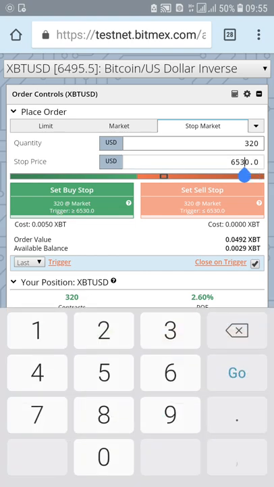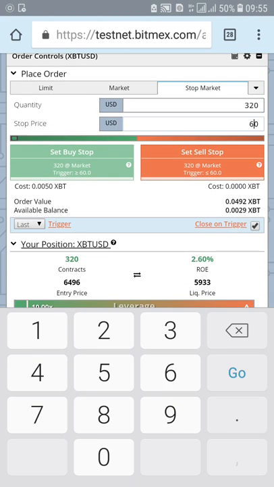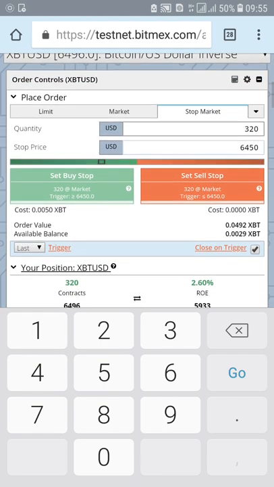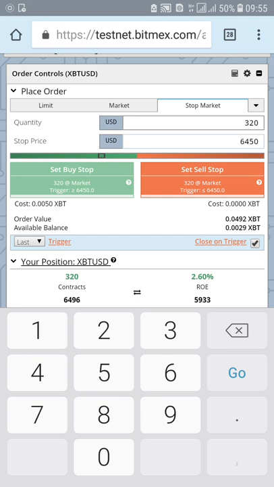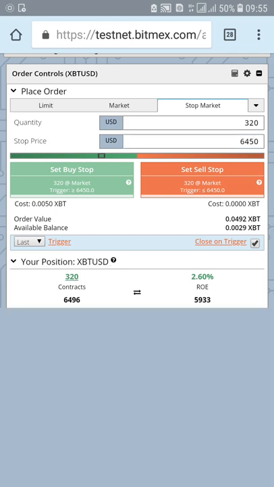I'm going to be setting my stop loss now for the entire 320 contracts. Now my entry price is 6496, so I'm going to say if Bitcoin gets to 6450, I want to stop loss. So remember, I bought while coming in, so I'm going to sell. So I'm going to set sell stop. Had it been I sold while coming into my trade, I'm going to have to set buy stop. And I'm setting stop loss for my entire 320 contracts.